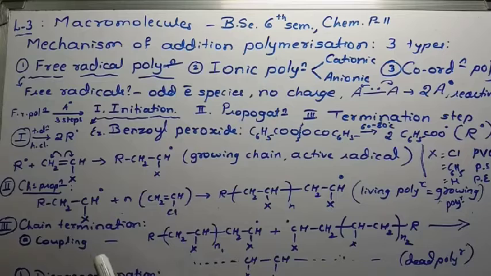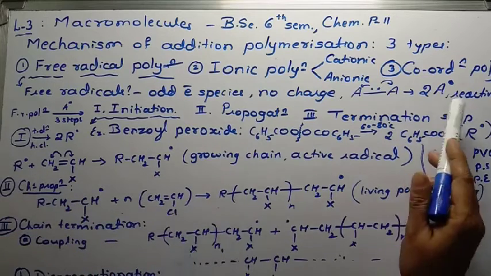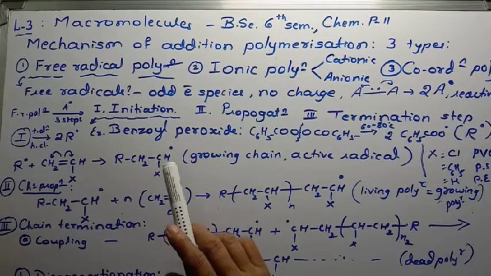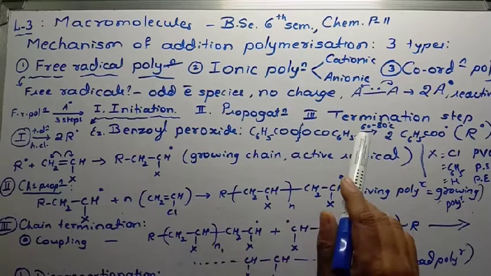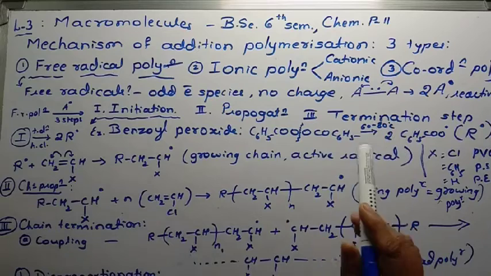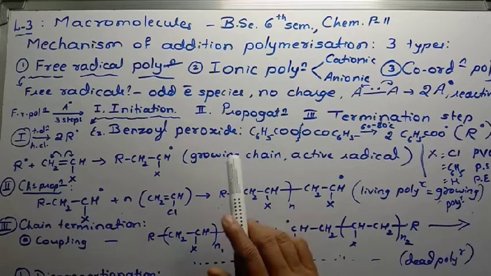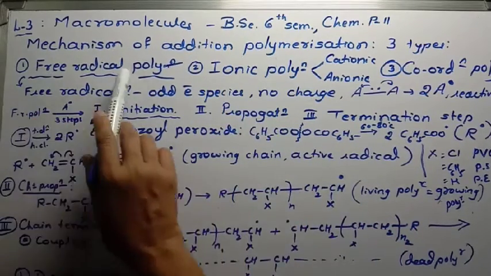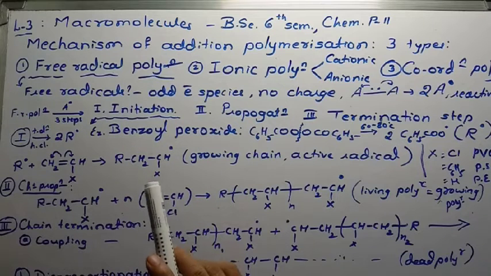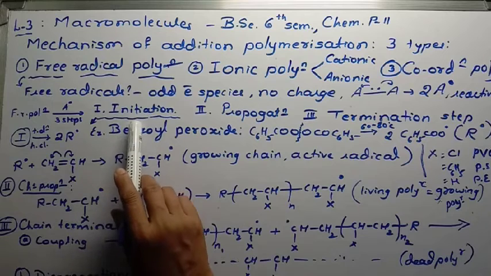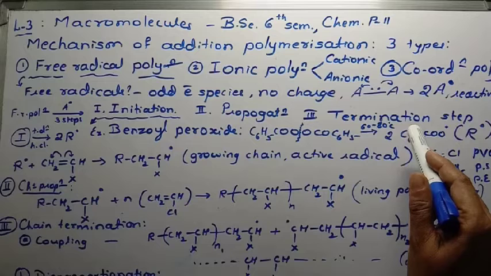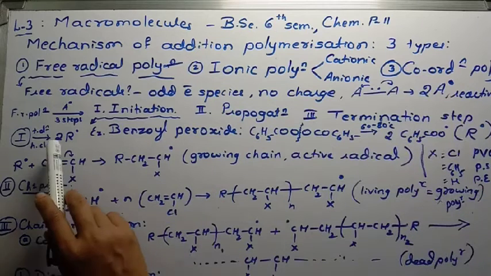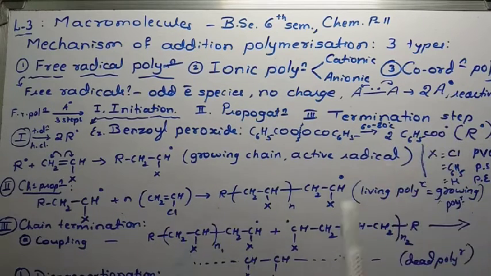Such free radicals are the ones which carry the polymerization reaction, that is, the addition of monomers with one another. This free radical polymerization reaction involves three stages. The first is the initiation step, the second is the propagation step, and the third is the termination step. In the initiation step, such free radicals are formed.